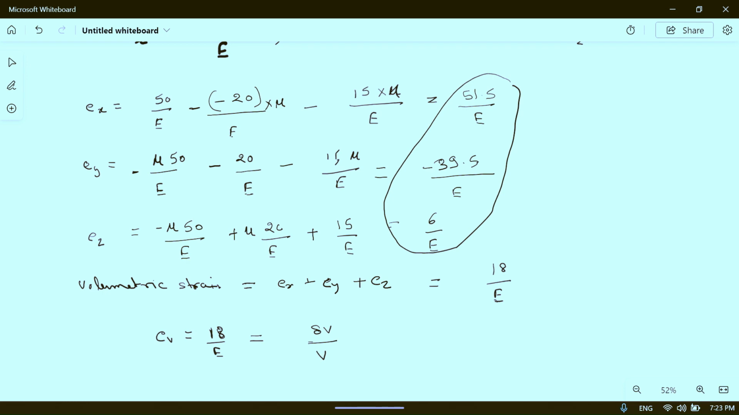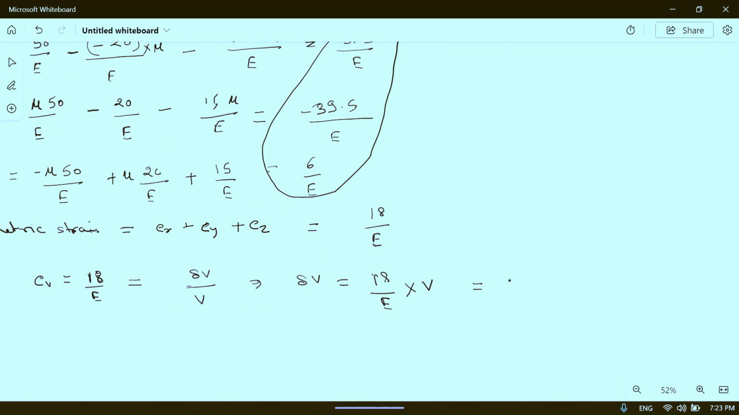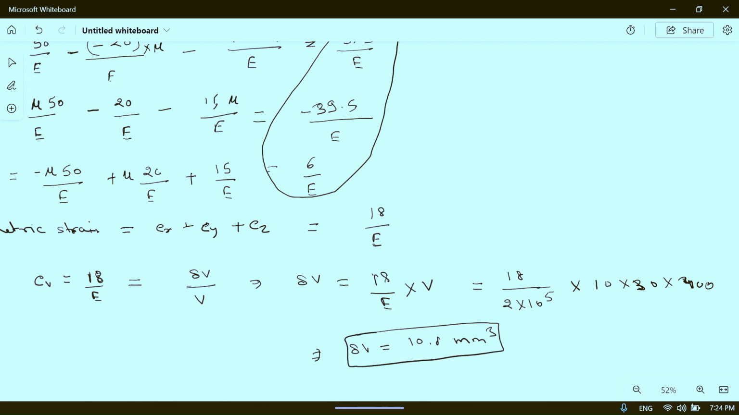So delta V will be equal to 18 by E into V, which will be equal to, 18 divided by E is given as 2 into 10 to the power 5 Newton per meter square, and the volume is, height is 10, width is 30, and length is 400. So this is the volume of the block. If we calculate it, then delta V will become 10.8 mm cube. So this is the change in the volume.